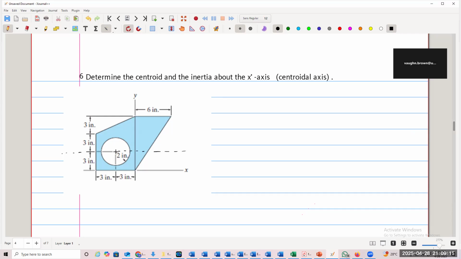It says you must determine the centroid and the inertia around the x prime axis, and it's talking about the centroidal axis. So wherever the centroidal axis is, that's where you're going to find it. The first thing we're going to do is separate the figure and find where the centroidal axis is. Now we don't know that. First thing you look at, you decide how you're going to separate this figure.